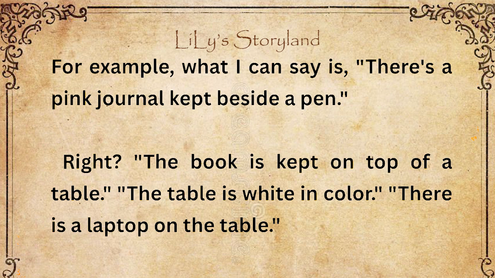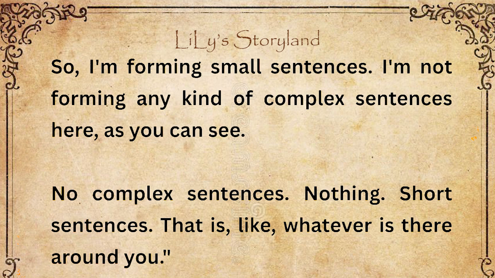For example, what I can say is, there's a pink journal kept beside a pen, right? The book is kept on top of a table. The table is white in color. There is a laptop on the table. So I'm forming small sentences. I'm not forming any kind of complex sentences here, as you can see.